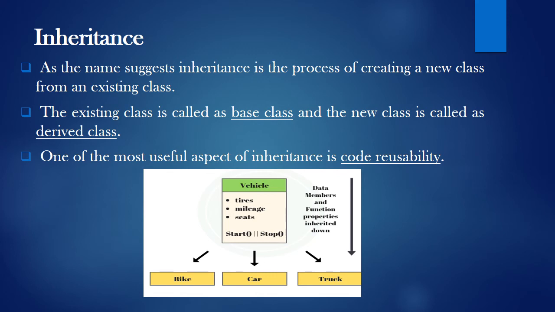Here, vehicle acts as a class and its variables are tires, mileage, seats, and the functions are start and stop. There are several objects that are created from the class vehicle, that is bike, car and truck. Here the members and functions, or the variables and functions, are inherited down to the objects.